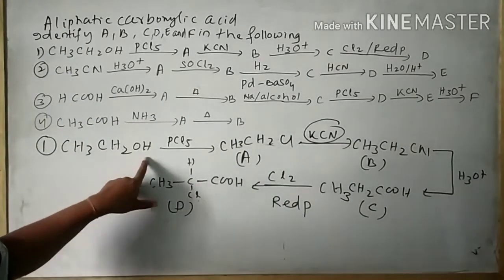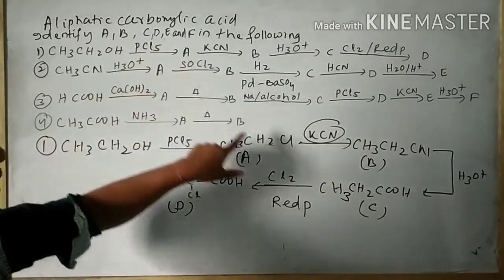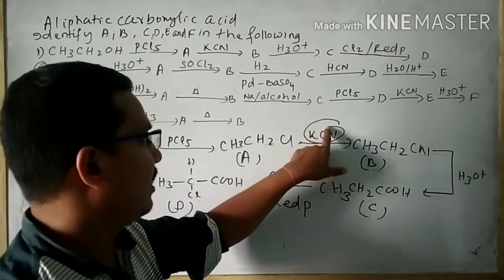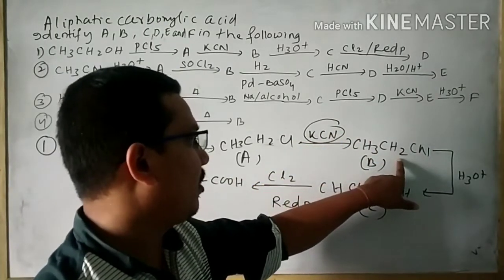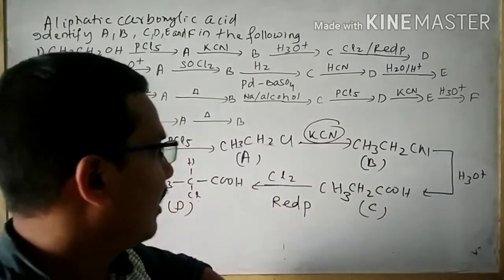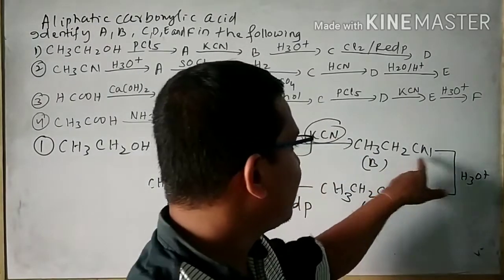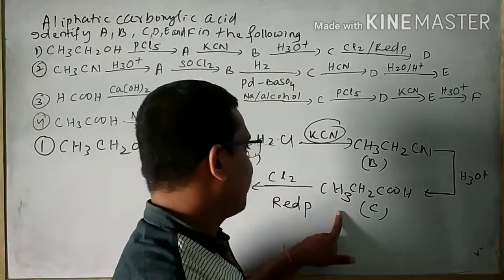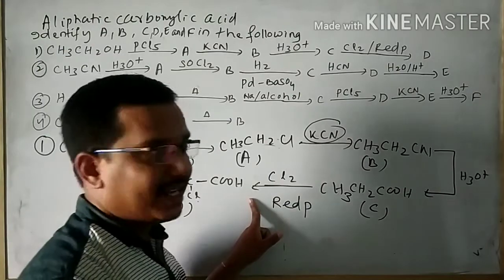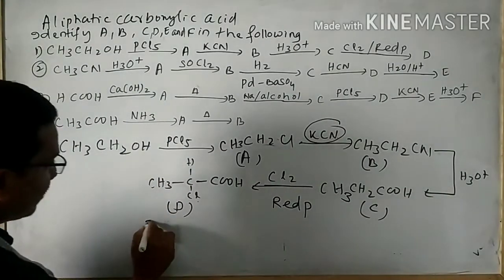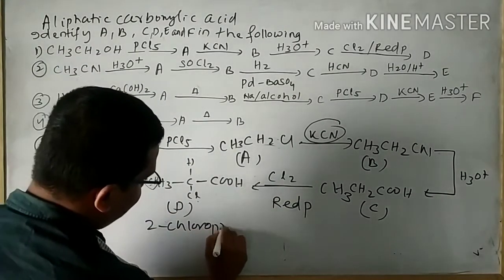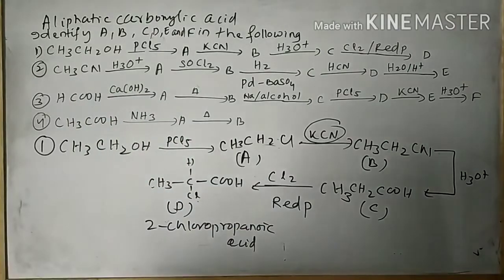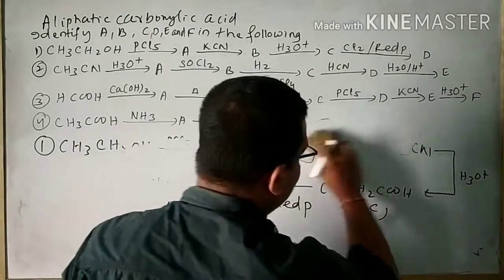When ethyl alcohol is subjected to reaction with PCl5, then ethyl chloride is formed. Again ethyl chloride when subjected to reaction with KCN, then this product will form. That is said to be ethyl cyanide. Next ethyl cyanide when subjected to reaction with H3O plus, then propanoic acid is formed. When propanoic acid undergoes the HVZ reaction, then what happens? 2-chloropropanoic acid is formed. Next I will do the second question.